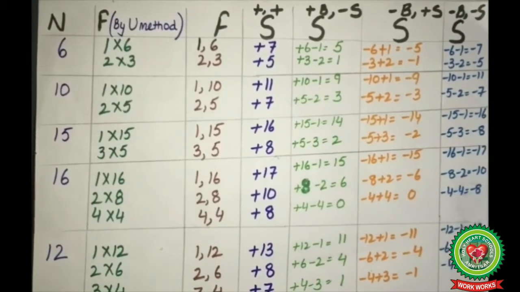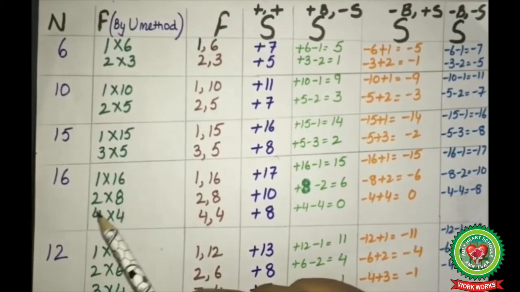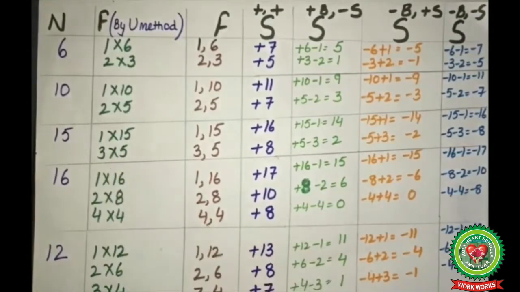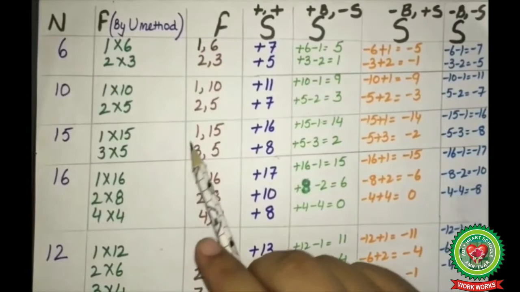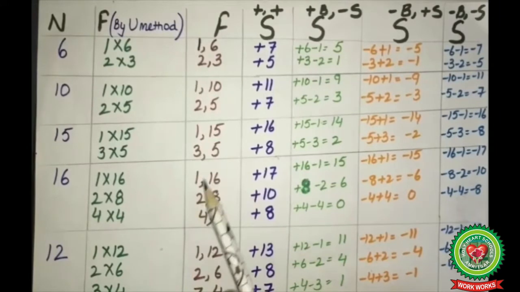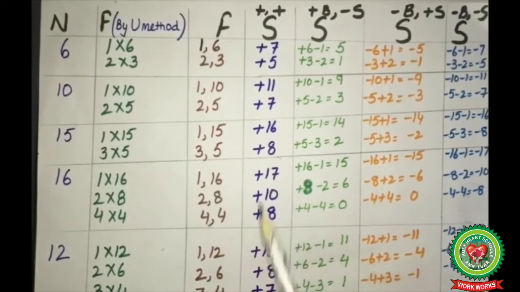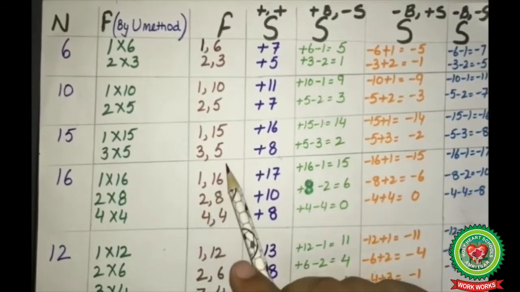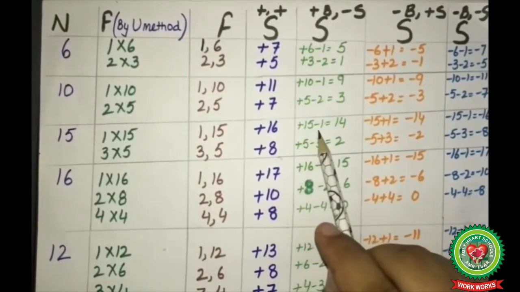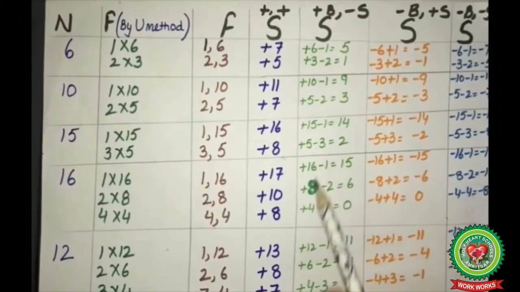The third example that we are going to discuss is of a number 15. Again, we have written the factors of 15 by the U method as 1 into 15 and 3 into 5. So the factors of 15 are 1, 15 and 3, 5. The sum of these factors in the first case will be 16 and 8. And in the second case, the sum will be 14 and 2, because plus 15 minus 1 will give us 14 and plus 5 minus 3 will give us plus 2.